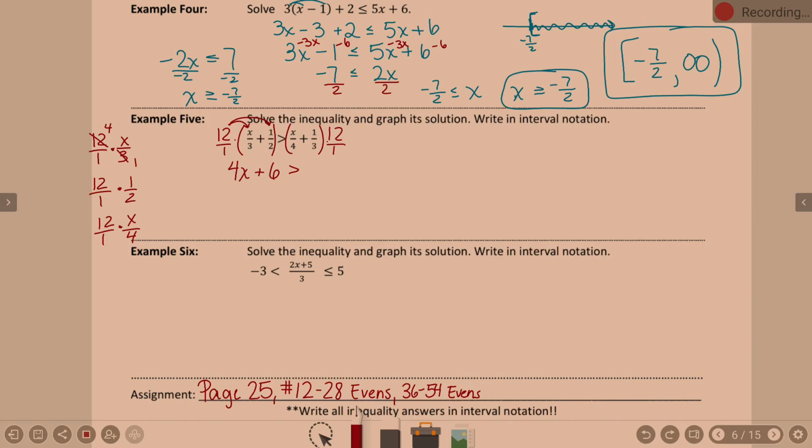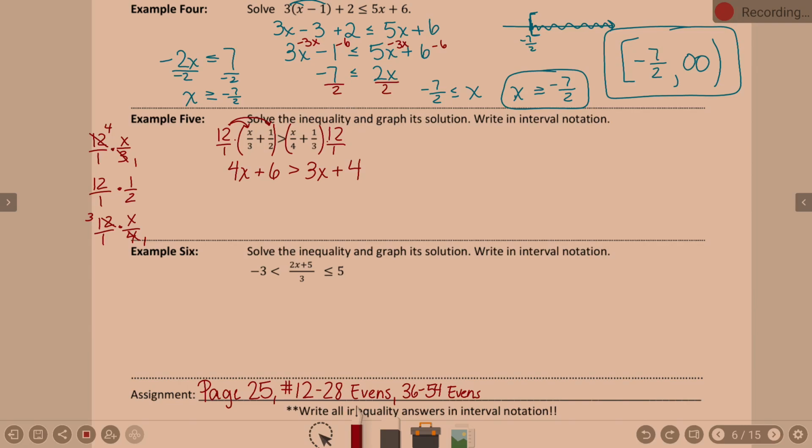4 and 12 cancel, and you're left with 3x plus 12 over 1 times 1 over 3. A third of 12 is 4. Obviously, you don't have to write this out, but I could sense a little bit of forgetfulness with fractions, only at first. Now, we got rid of all those nasty fractions. Is this a piece of cake at this point? Yeah. 100%. Okay, it should be.